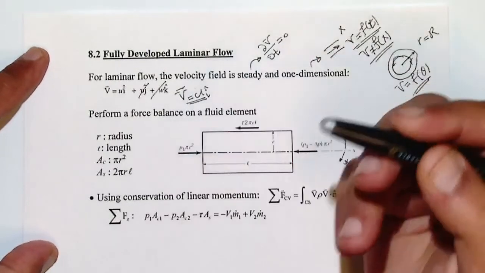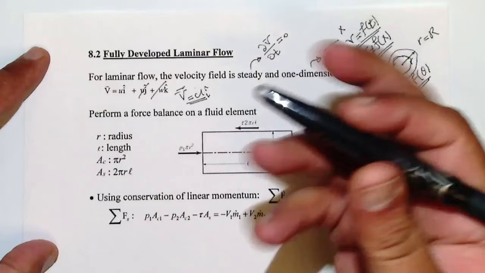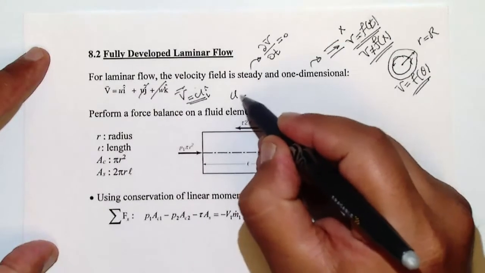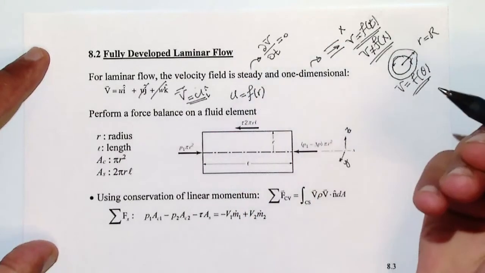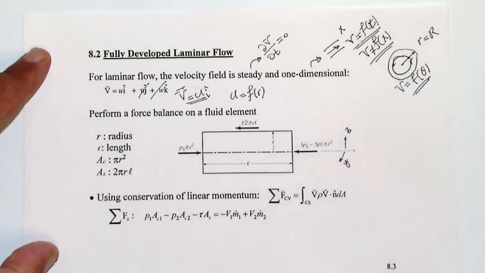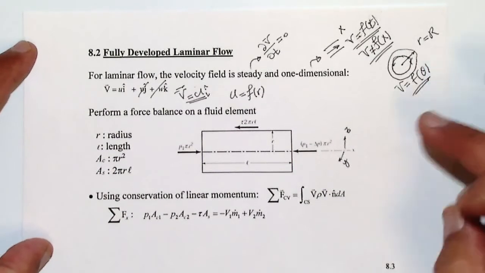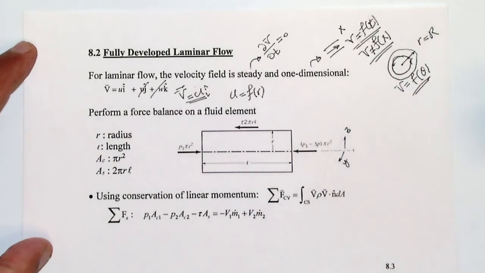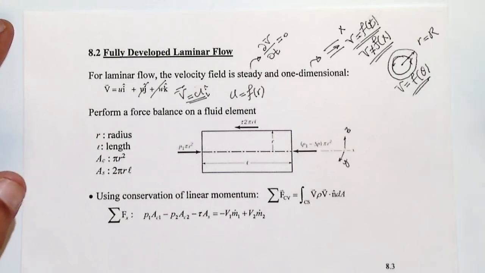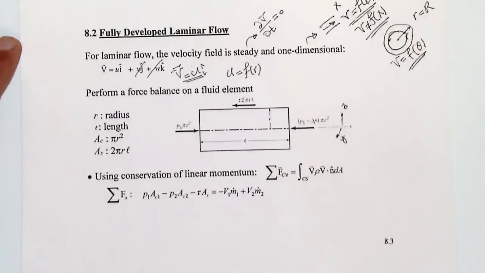And what's your job? To find an equation for this u, because u is only a function of r. That's the whole job that you are going to do. You are going to find out, if the flow is one-dimensional and steady, and based on this assumption, I know that the u is going to be a function of r. What is the answer for that? Okay, let's find out.